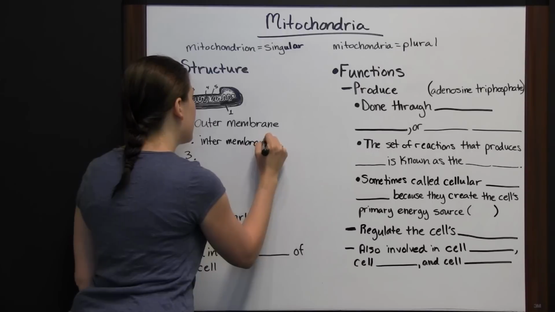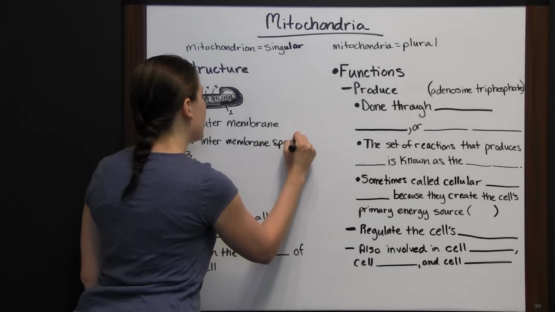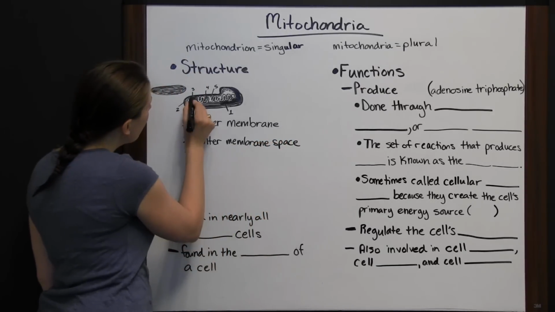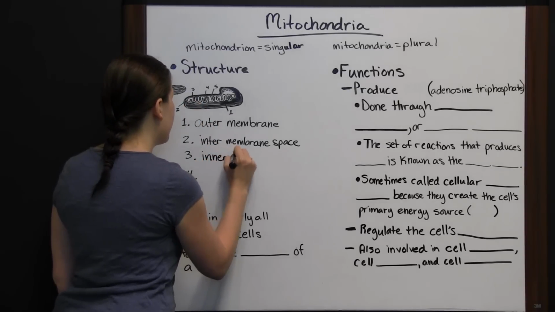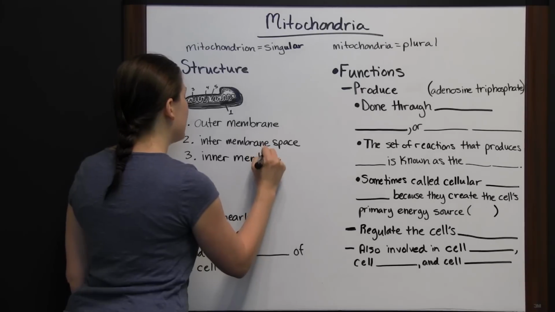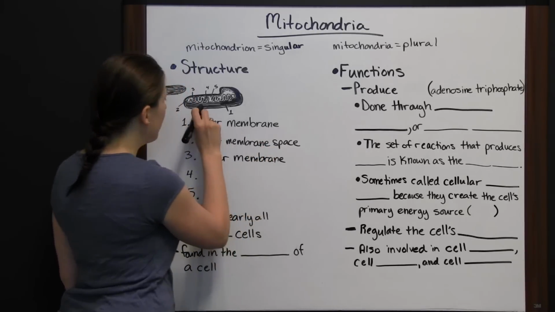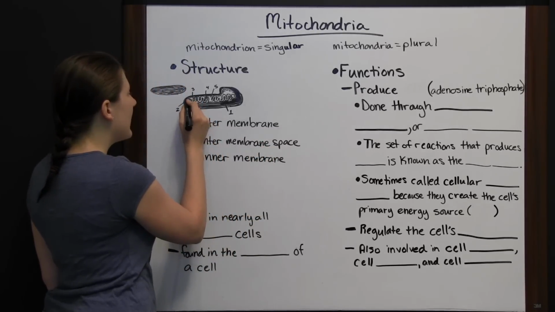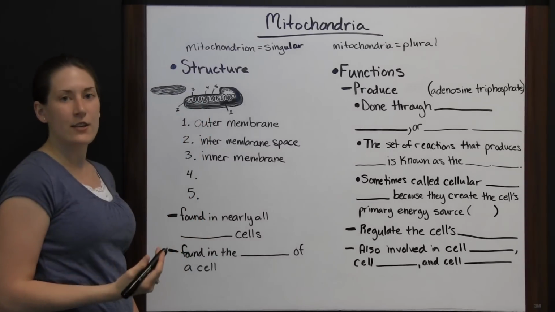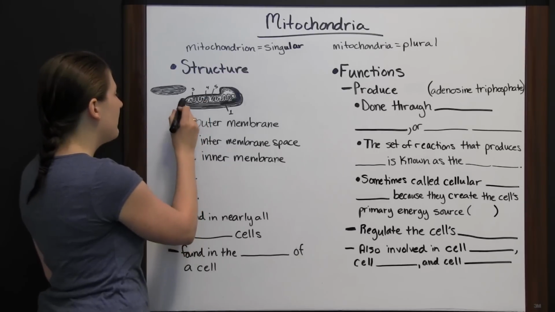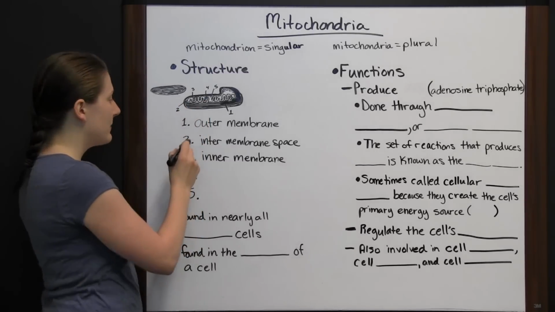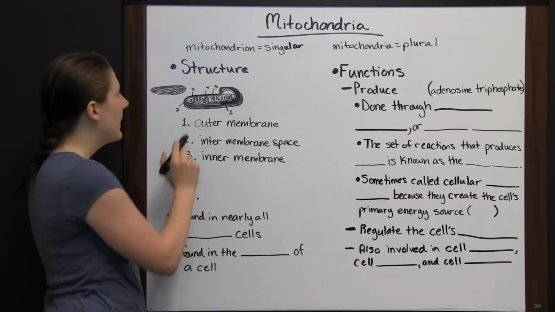Next, this space in here between the outer membrane and this next line is called the intermembrane space. And then this next line is the inner membrane. So that makes sense, right? You've got your outer membrane, your inner membrane, and then the space between it is just the intermembrane space. Outer, inner membrane, intermembrane space, the space between the two.